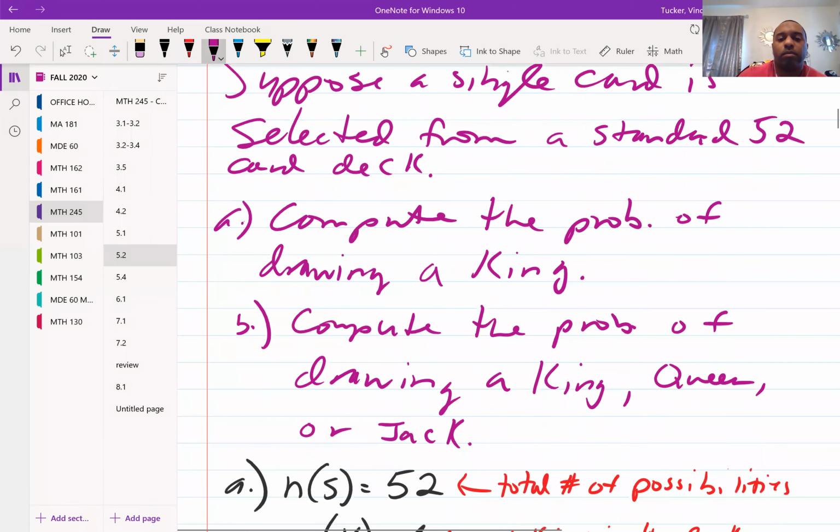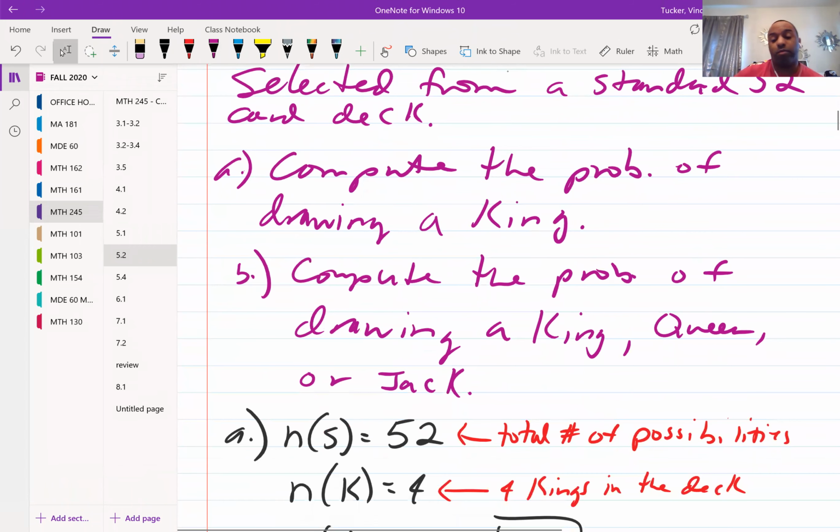All right. So remember, when we're dealing with probability, you establish your sample space first. So the number in our sample space is 52. That's the total number of possibilities, the total number of cards that we have in the deck. So we don't have to list them out, but we need a number. And like I said, that's 52.